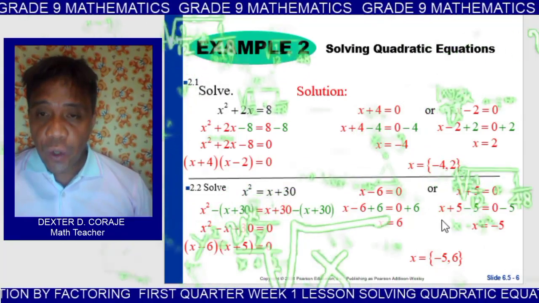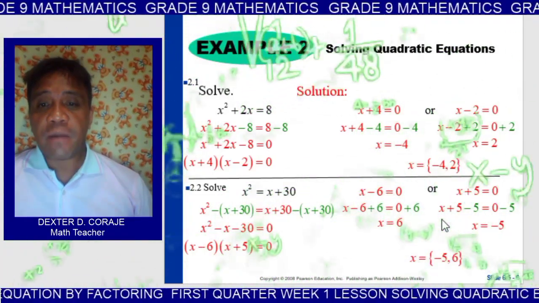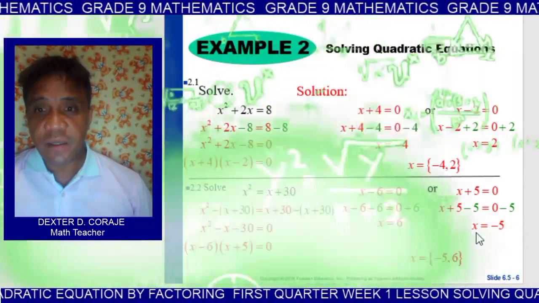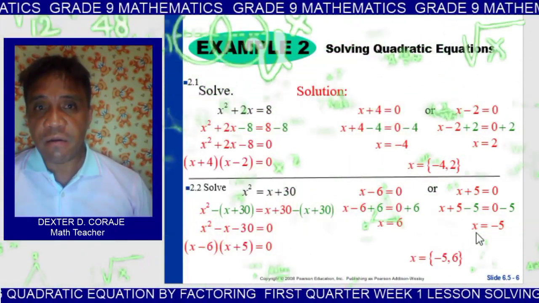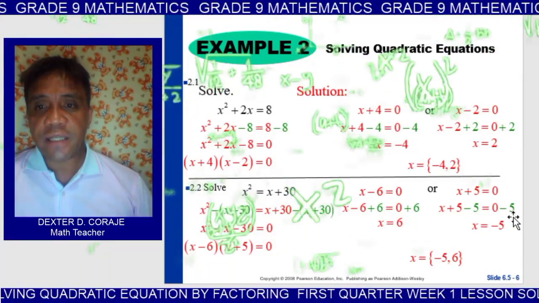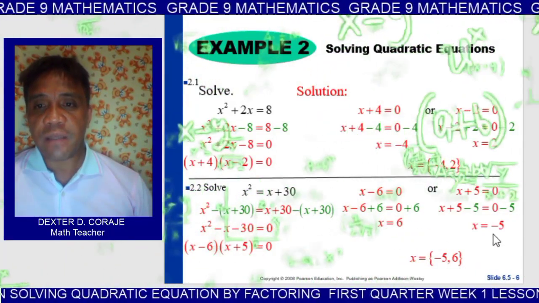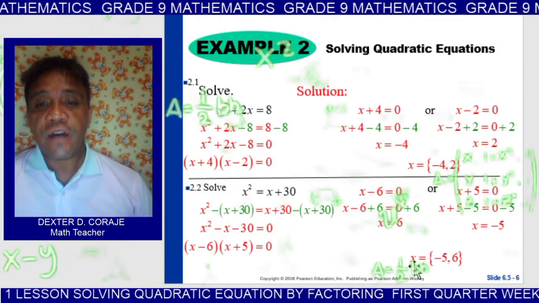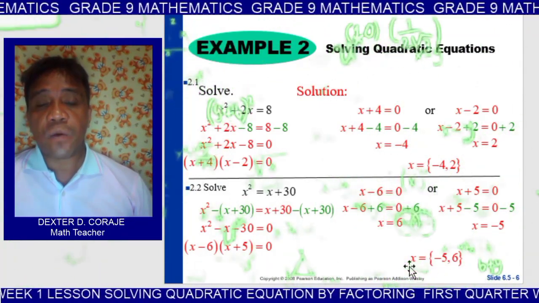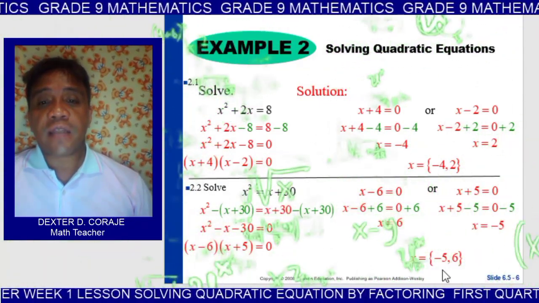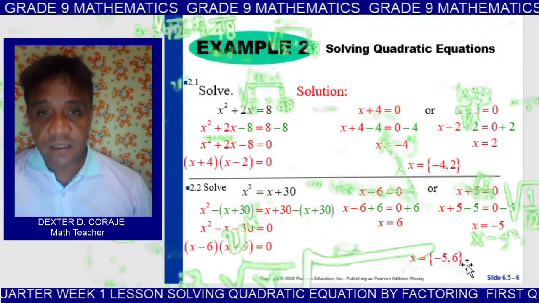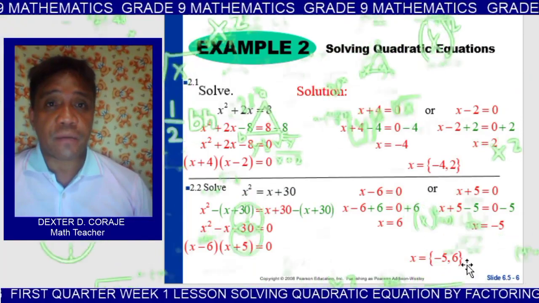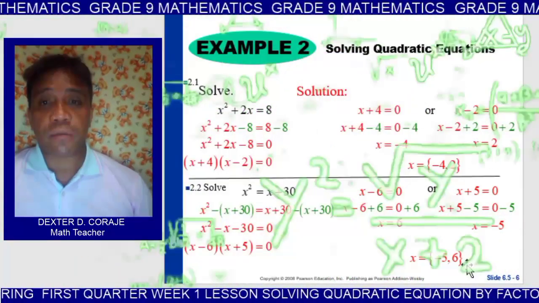And so from x plus 5 minus 5, we have now x, because 5 minus 5 is 0. So x plus 0 is x. And 0 plus negative 5, or 0 minus 5, is negative 5. So we now have the value of x is equal to the set negative 5, 6. That is the second problem for example number 2.